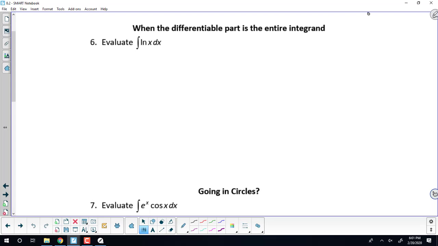So with integration by parts, you don't necessarily have to have two functions of x like we've seen so far. For instance, with the antiderivative of the natural log of x, we can integrate that by parts. So you can let u or dv just be the dx part. That's totally fine. And then this is how we're going to evaluate the antiderivative of the natural log of x.